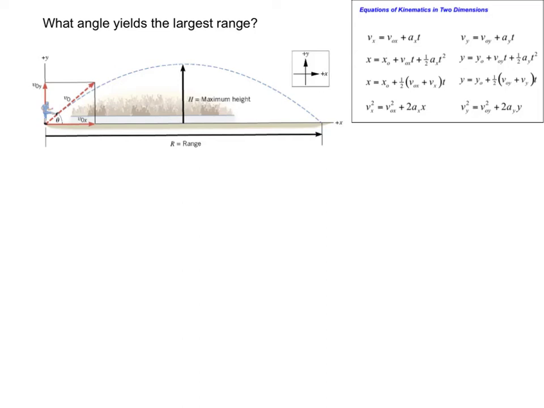An interesting problem to study in 2D kinematics is the problem of what angle will yield the largest range, range being defined as the distance from the initial starting point of a projectile to the ending point of the projectile. Now what we want to do first is remind ourselves about what happens to our kinematic equations when we are talking about projectile motion specifically.